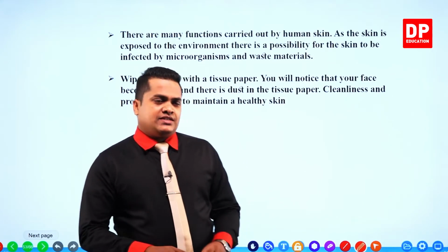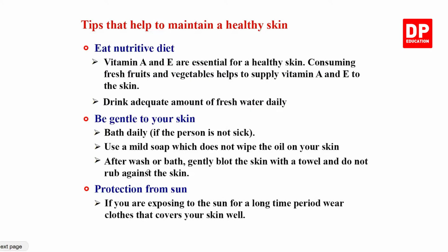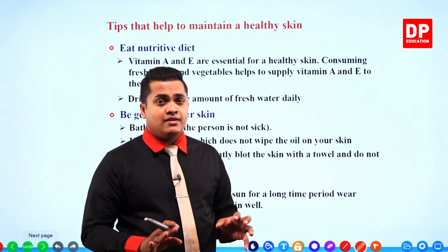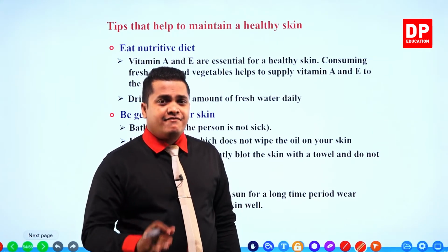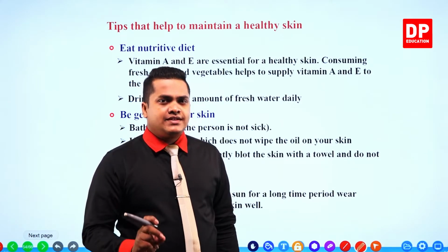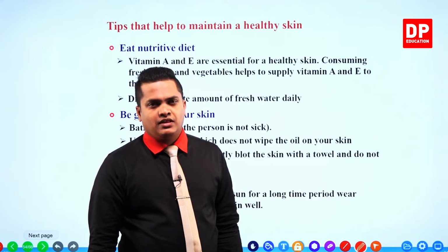So my dear children, now let's see what other protective measures we can follow to have a healthy skin. You are given here: eat a nutritive diet. It is important to have a nutritious diet. It helps not only to maintain a healthy skin, but also each and every organ system in our body. A nutritive diet is really important. We have to get food with a good nutritional value.